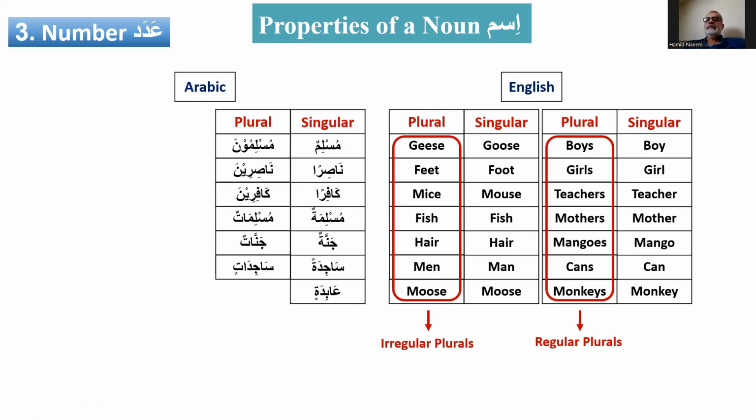Abidatin. Very good. So you see, there is a pattern here. For the first three words, the pattern is una, ina: Muslimuna, Nasirina, Kafirina. And the last four words, which are feminine, are atun and atin. The first two are atun, and the last two are atin. So, una, ina, atun, and atin.